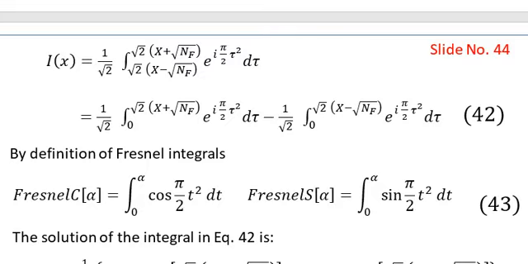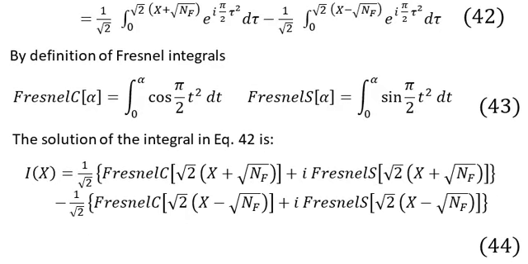Now, by definition of the Fresnel integrals, because we have written equation number 42 in such a form that we can introduce the Fresnel integrals, which are given in equation number 43. Fresnel C of alpha is equal to the integral from 0 to alpha of cos of pi over 2 t square, with respect to dt. Similarly, Fresnel S of alpha is equal to the integral from 0 to alpha of sine of pi over 2 t square, with respect to dt. You can notice that the upper limit in both integrals is alpha, and we have Fresnel C and Fresnel S as functions of alpha.